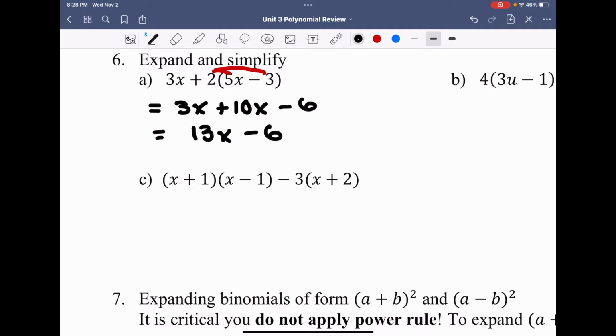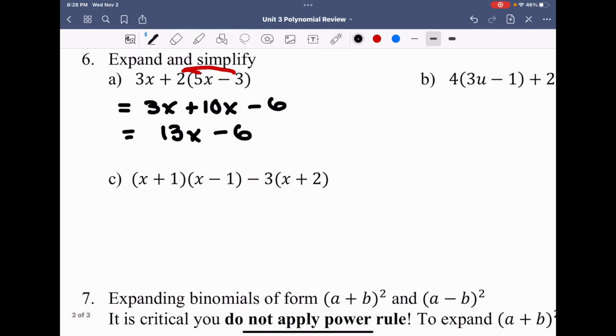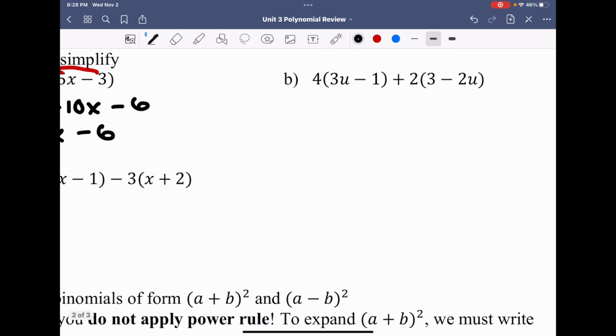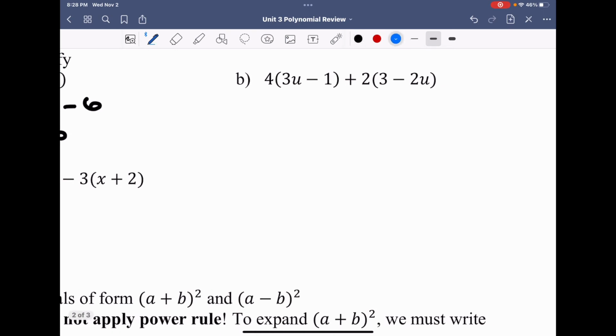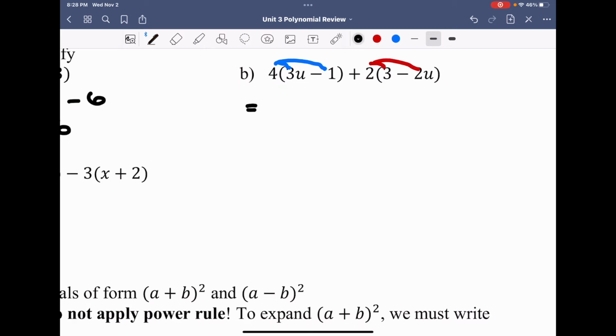Simplified, expanded, and simplified. If I go over to B, I have that same type of technique going on here. I have to multiply the coefficient into the brackets on both of these. This is going to be equal to 12u. Negative 1 times 4 is negative 4. 2 times 3 is positive 6. 2 times a negative 2u is negative 4u. And now I combine the like terms. 12u minus 4u is 8u. Negative 4 plus 6 is positive 2.